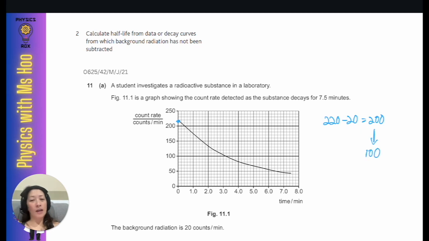But you cannot look up the value of 100 from the graph because you must remember the count rate includes the background radiation. So for the number that we look up in the graph, we need to look up the value of 100 plus the background radiation, which is 20. So we need to look up the value of 120. And this is how we get the half-life, which would be, in this case, 2.4 minutes.